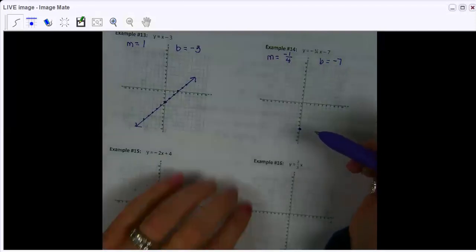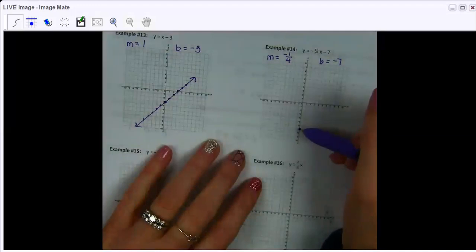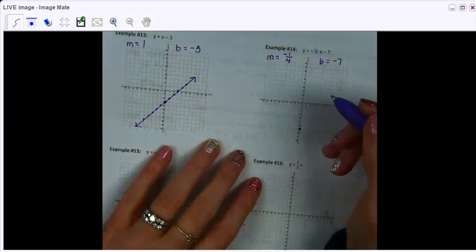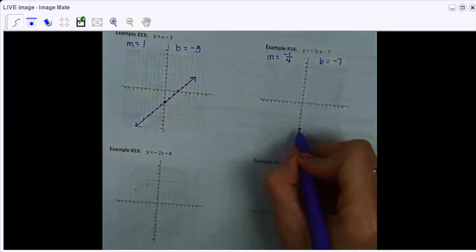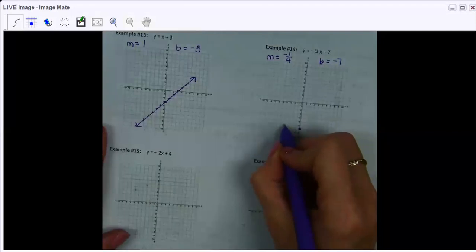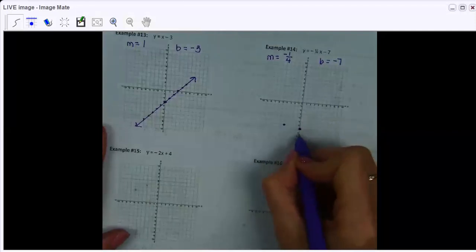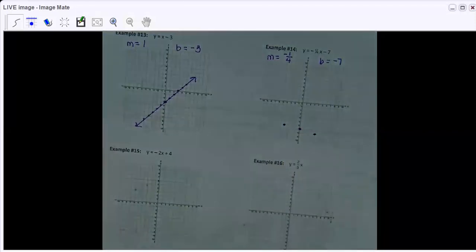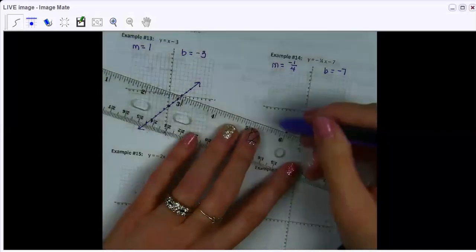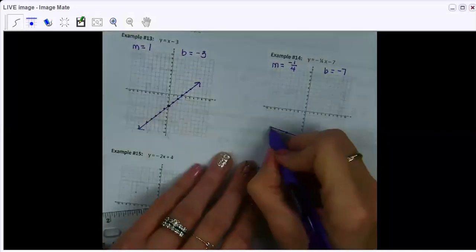Tell me the directions. You go up 1 and to the left 4. Okay, so yes, up 1 and to the left 4. But what happens if I go down 1? Then you have to go down 1 and right 4. Right. So either direction, just make sure one of them is negative if you have a negative slope, which is up and to the left.